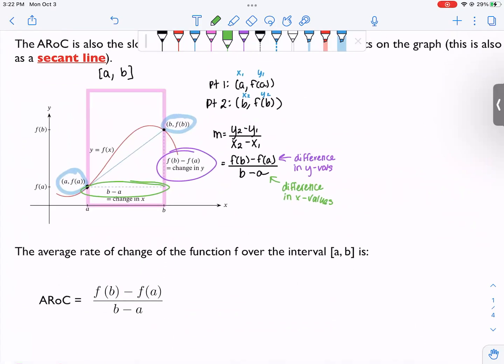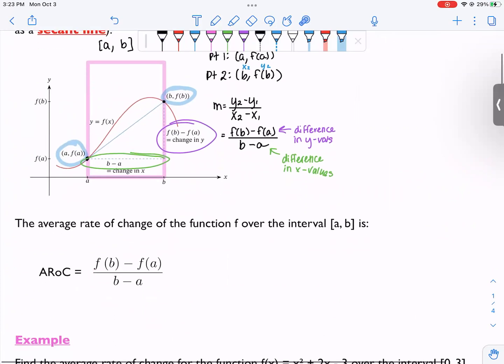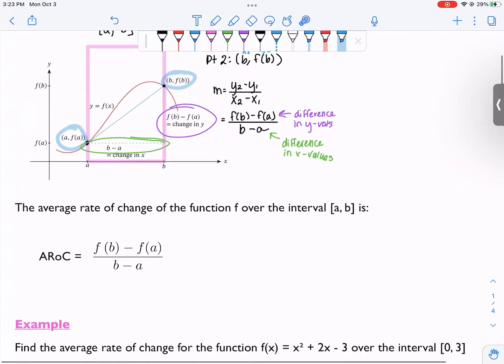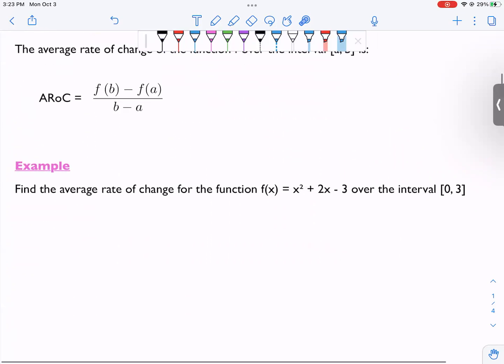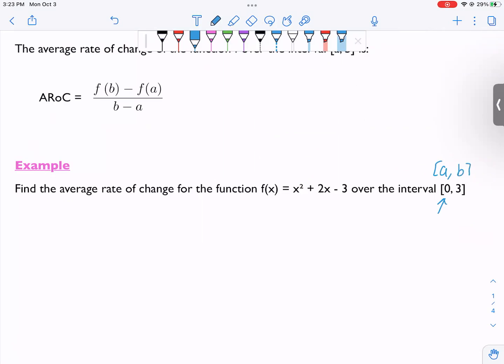All right, and I have that formula written down right here. F of b minus f of a over b minus a, when we're looking at the average rate of change over the interval a to b. So let's do a quick example. Find the average rate of change for the function f of x equals x squared plus 2x minus 3 over the interval 0 to 3. So our a value, because this is the interval a to b, is 0. Our b value is 3.